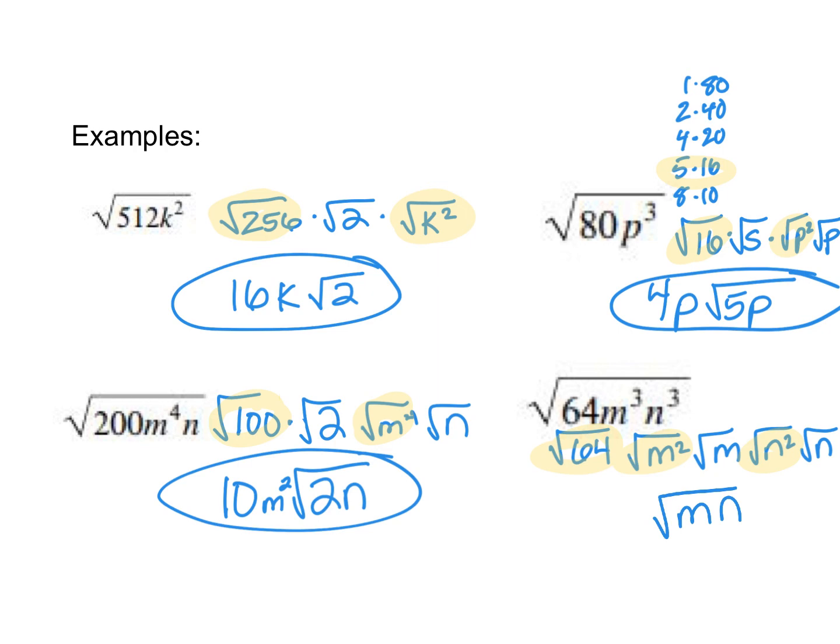But I'm going to break these other things down. The square root of 64 is 8, because 8 times 8 is 64. The square root of m squared is just m. The square root of n squared is just n.